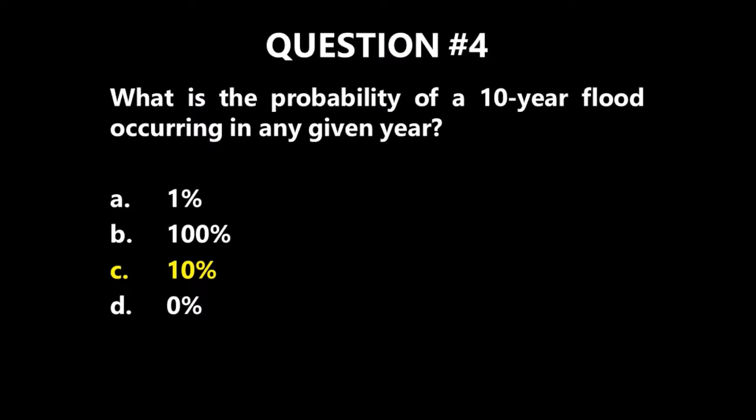Okay, question number 4. Go ahead and continue, Chris. Thanks, Howard. Okay, question 4. What's the probability of a 10-year flood occurring in any given year? So it's a 1 in 10 chance, 10%.